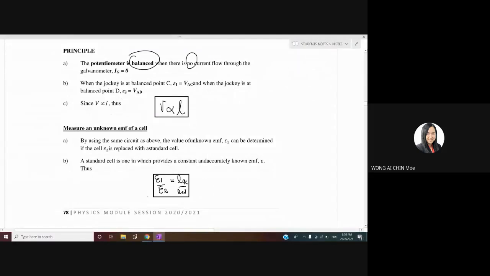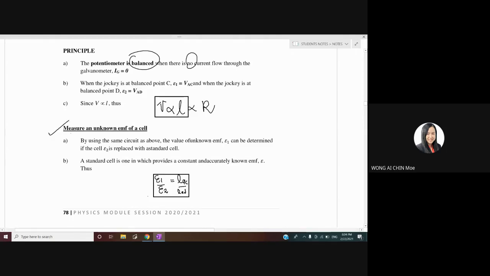So since V is directly proportional to L, we can write it in this way. It's directly proportional to L and also directly proportional to the resistor. Like I mentioned just now, you can use V proportional to L, V directly proportional to R, or the length directly proportional to R. So either one.